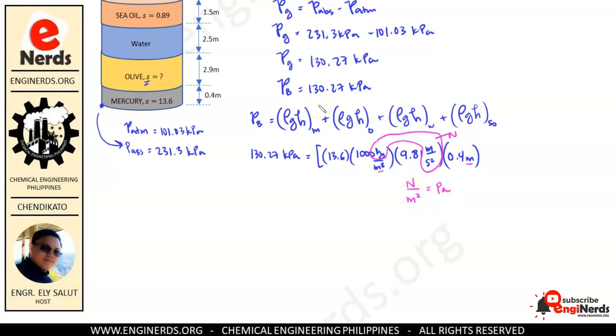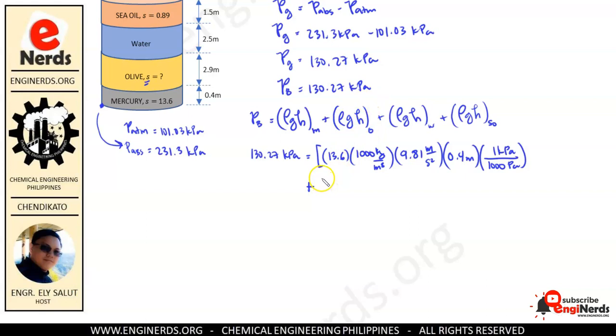But since our pressure at the bottom is in kilopascal, better convert everything into kilopascal para mas mapadali ang ating calculation. Okay, so we'll do that. So this is already in Pascal, so we'll convert this into kilopascal. 1,000 Pascal to 1 kilopascal. Okay, then plus our values for the olive.